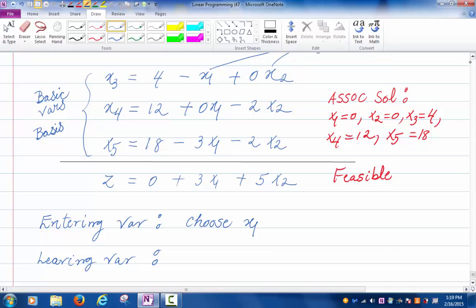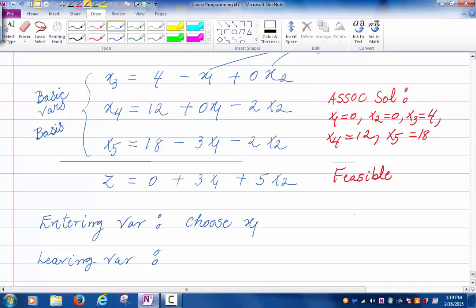Am I making sense? So how large an x1 can I pick? That's the question that I'm asking. How do I come up with that? How large can I pick x1 without violating any of the constraints? That answer is the same as asking, as I increase x1, which of the basic variables is the first to become 0? Which of the basic variables is the first to become 0?